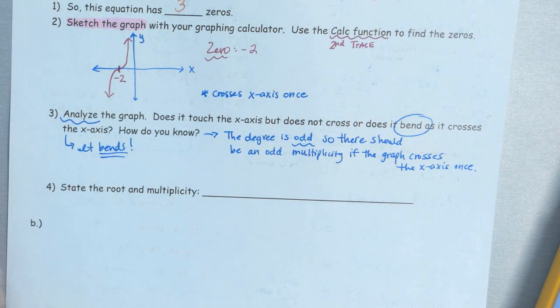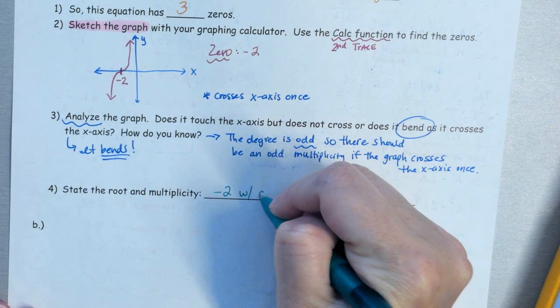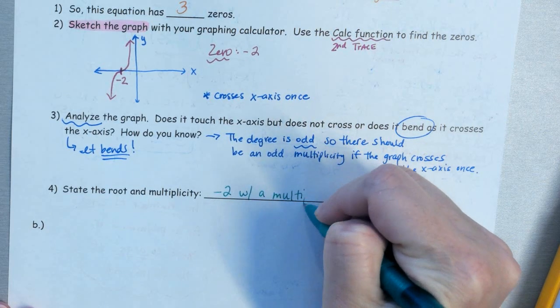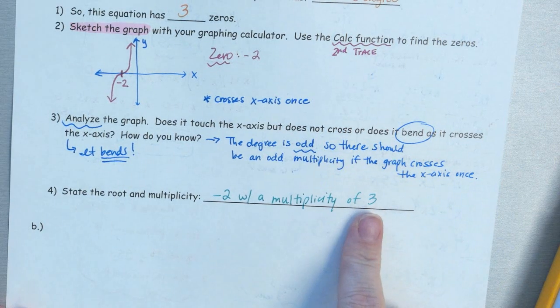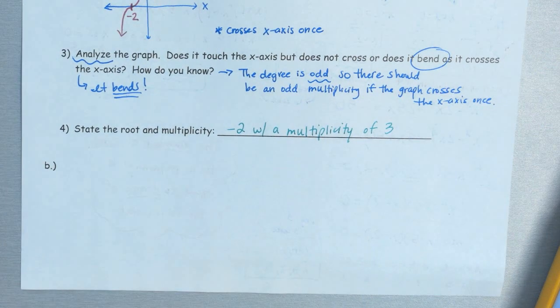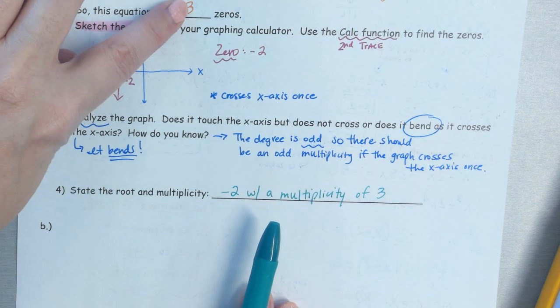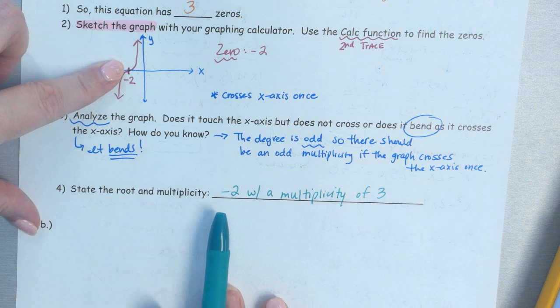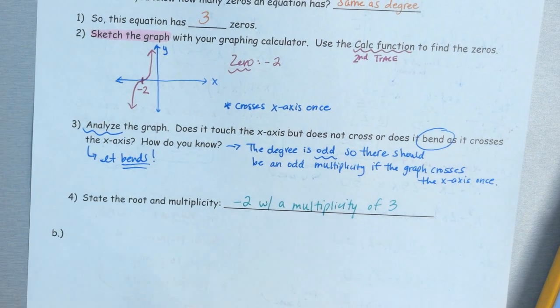What's the multiplicity? Yeah, the multiplicity is 3, because you have to have 3 total zeros, right? Okay, if the degree was 7, then this would be -2 with a multiplicity of 7. So the degree is tied to the multiplicity.